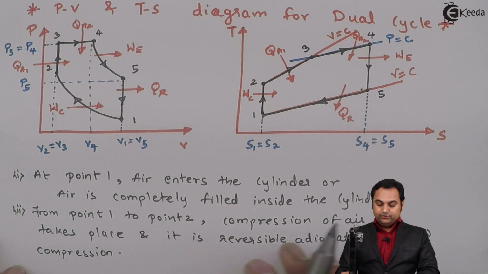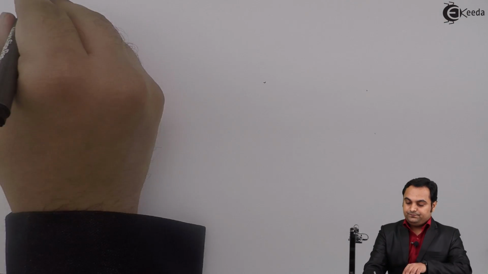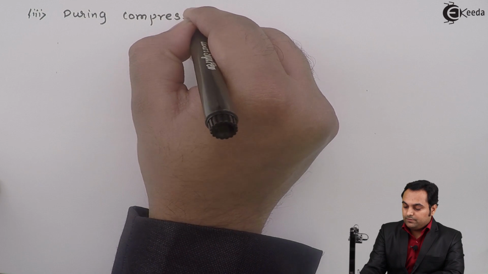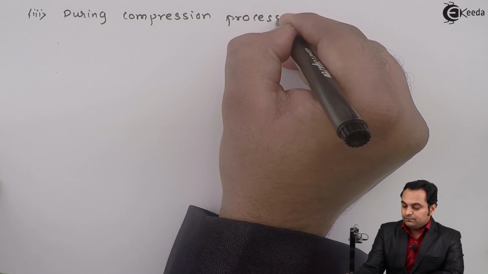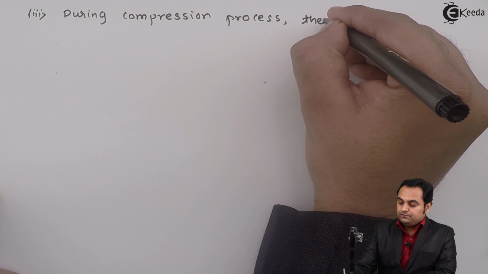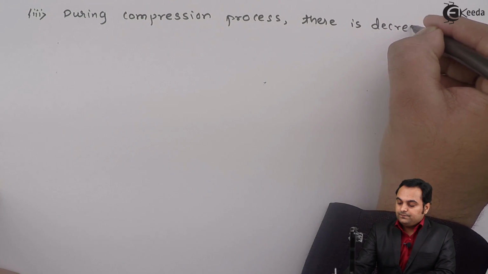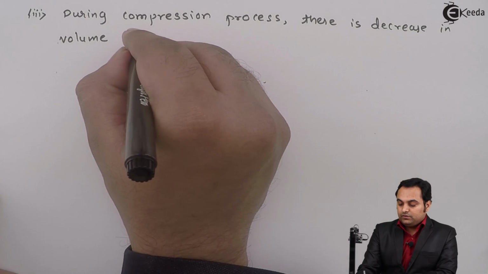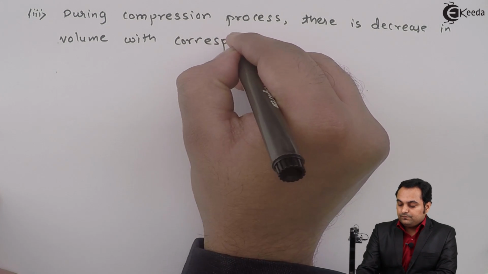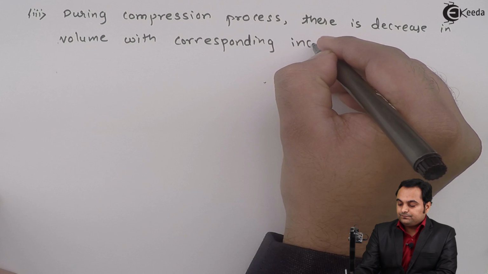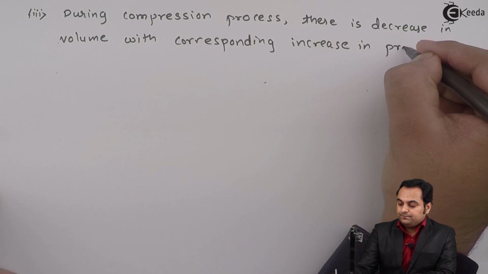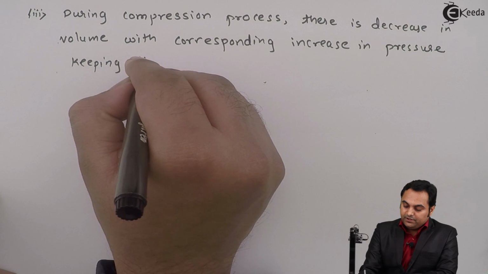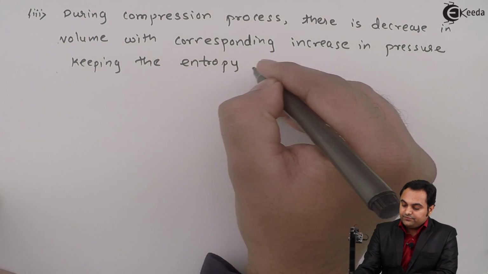Then I can write down the next point, that during compression process there is decrease in volume with corresponding increase in pressure, keeping the entropy constant.